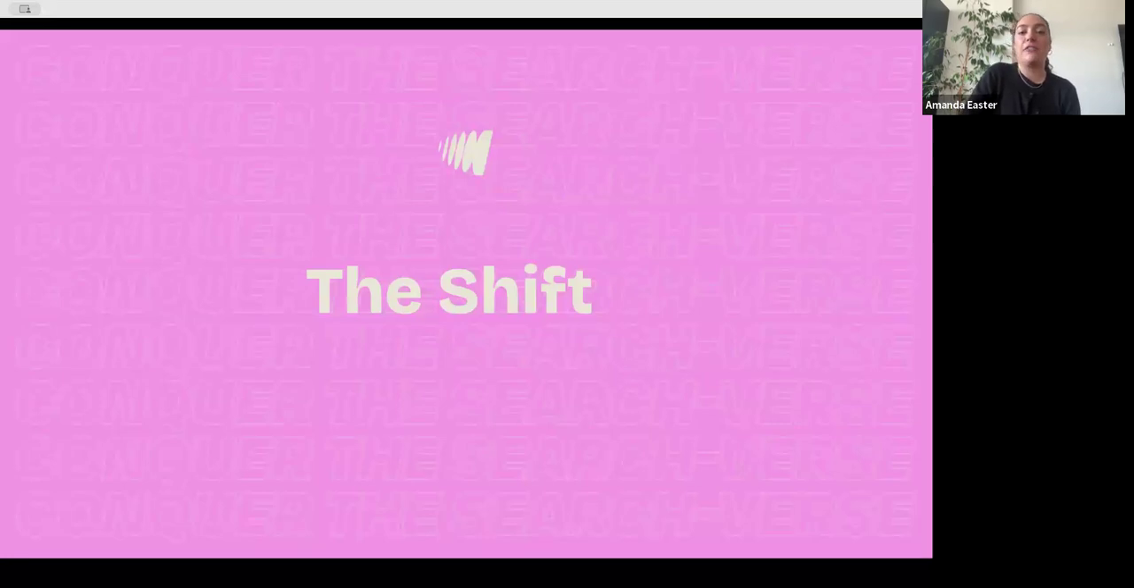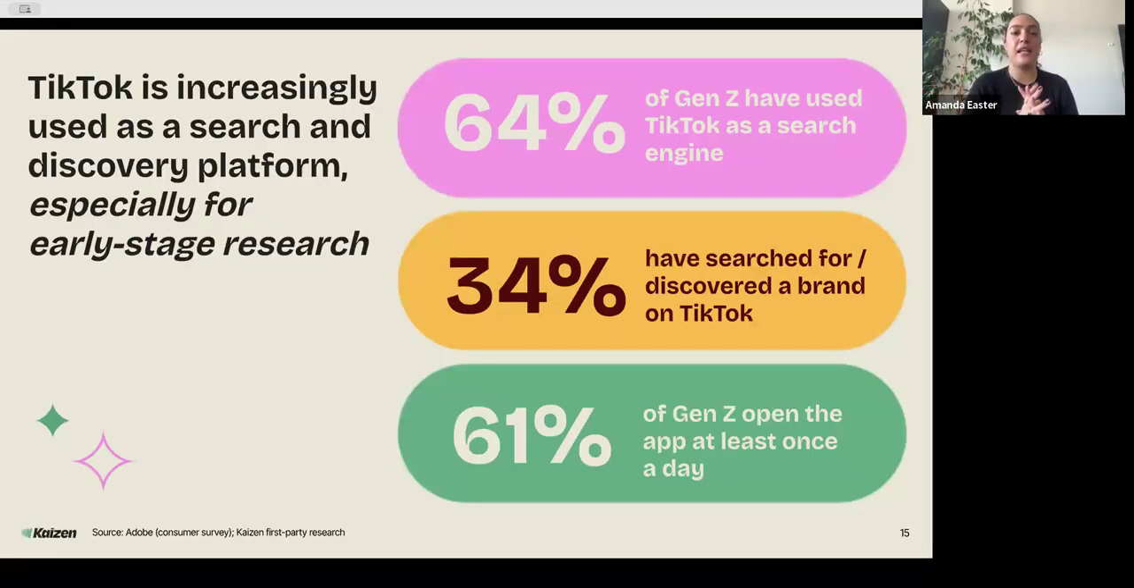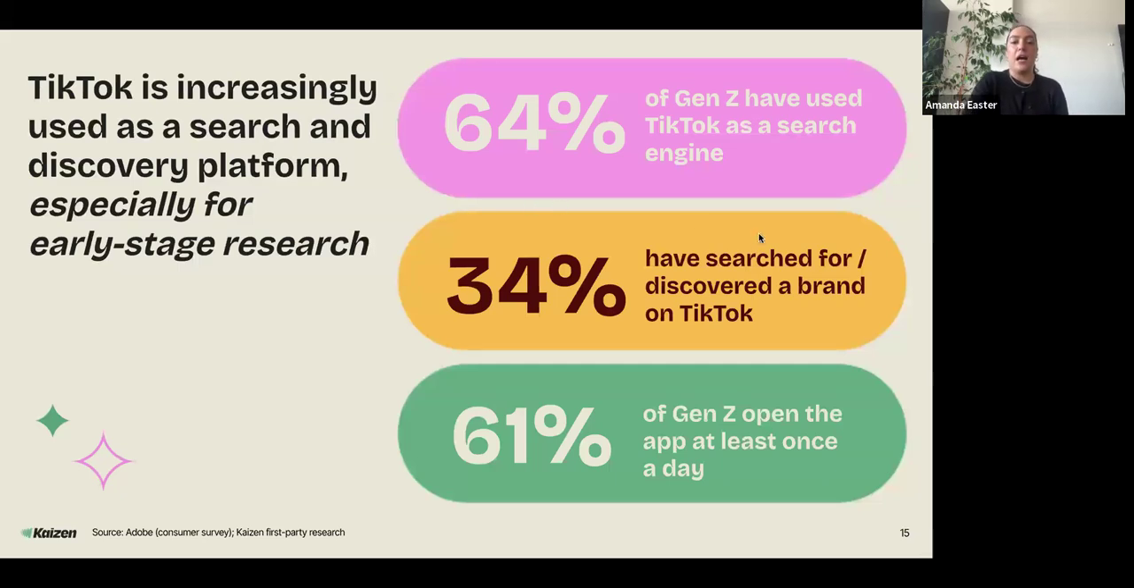Let's kick off. As we all know, TikTok is increasingly used as a search engine, specifically for younger audiences, and it's really focusing on being a discovery platform for early stage research. So we conducted a survey, as well as used some stats from an Adobe consumer survey, to pull these things together. 64% of Gen Z have used TikTok as a search engine, 34% have searched for or discovered a brand on the platform, and 61% of Gen Z open the app at least once a day. If you're like me, it's a lot more than at least once a day.